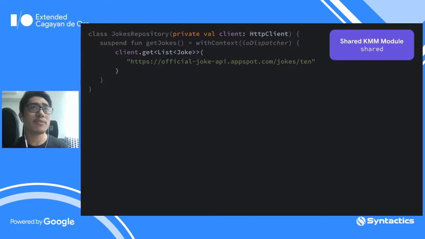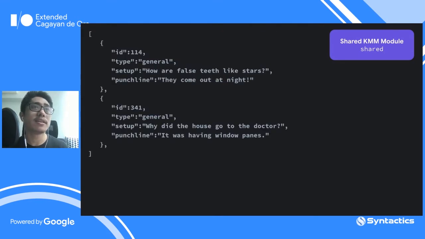I'm just saying, hey, I want this HTTP client. I want to make a GET request, and I'm going to call this API. And you can see here that I'm passing this type, which is a list of jokes, and that's because the response I'm going to get from this API is this. So it's a JSON array.